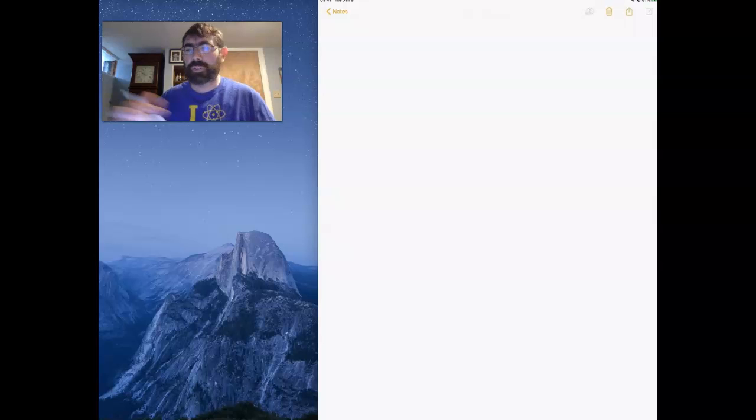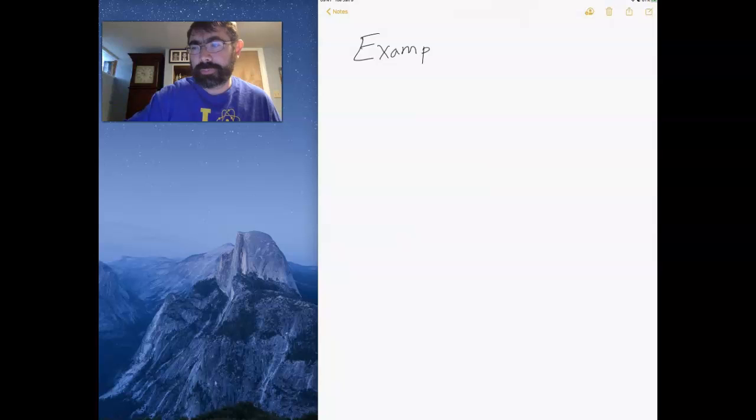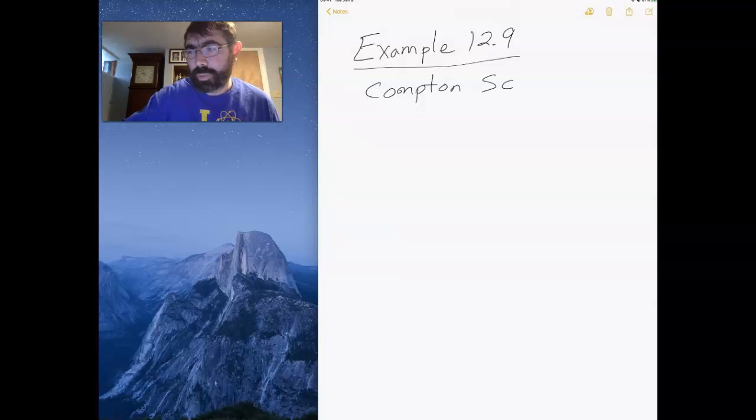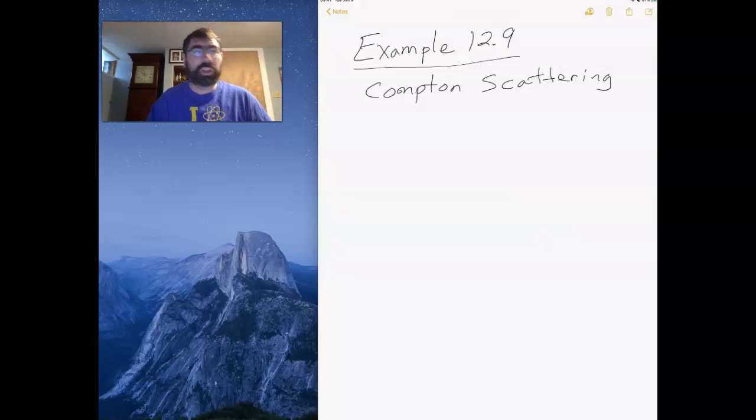So let's now go over example 12.9 out of the textbook. This is the famous case of Compton scattering. So with Compton scattering, what you have is the scattering of a photon off of an electron. Now the photon can't lose speed. Photon is always moving at the speed of light, but what it can lose is energy.